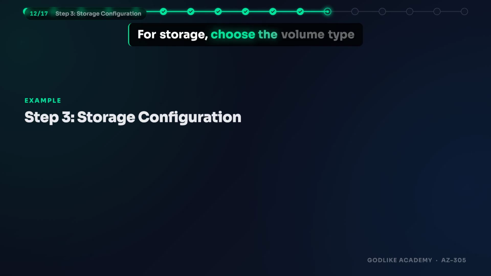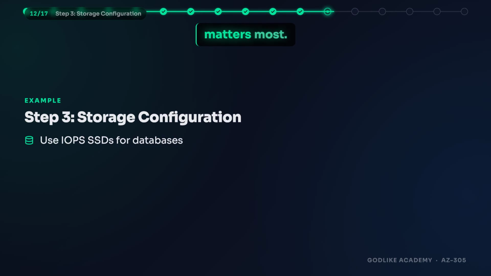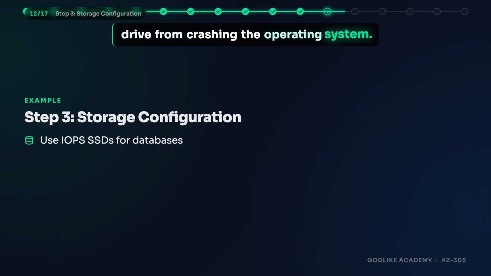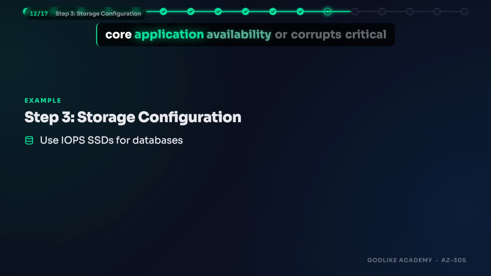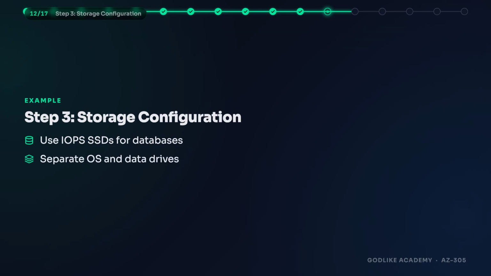For storage, choose the volume type based on the workload. Use provisioned IOPS SSDs for critical databases where latency matters most. Use standard SSD or GP3 volumes for general workloads to keep costs down. Always separate your OS drives from your data drives to make backups easier and prevent a full data drive from crashing the operating system. This separation ensures that disk space exhaustion on your logs never compromises core application availability or corrupts critical boot files during routine maintenance windows.